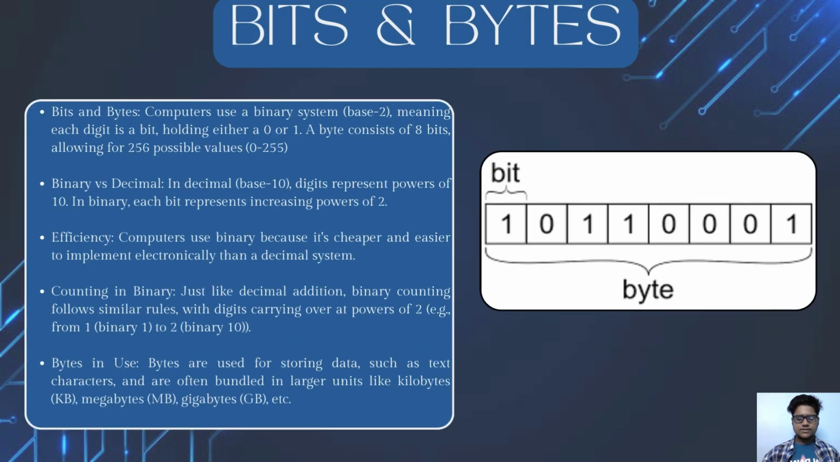Now, let's discuss how bits and bytes work. A bit is the smallest unit of data in computing. It is either a 0 or a 1. 8 bits form a byte, which can represent anything from a letter to a number. Essentially, computers use the base 2 binary system to store and process these values.